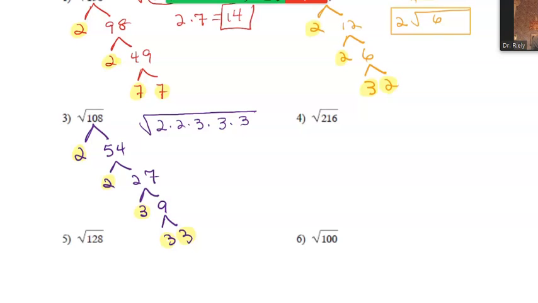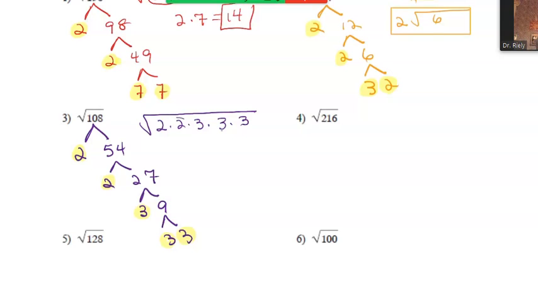Now, I could check this, multiply it all together, and I should have 108. It is a good idea to check that to make sure that you've done this correctly. So let's see. We have 3 times 3 times 3. 3 times 3 is 9. 9 times 3 is 27. And 27 times 4 is indeed 108, so I know I'm good.